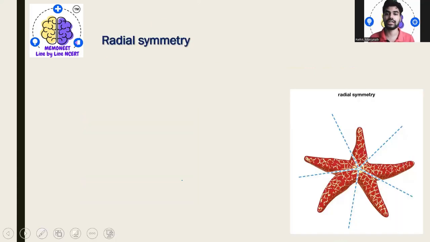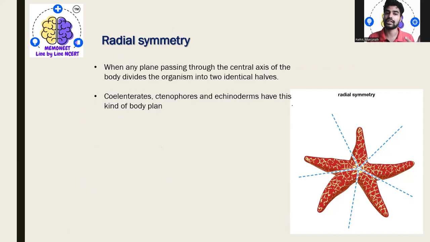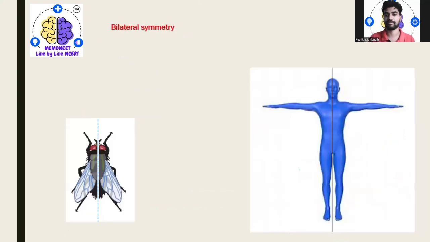The next one is radial symmetry. What happens in radial symmetry is when a plane is passed, as you can see here, from any region, but it has to pass through the central axis of the body, it divides the body into two equal identical halves. From wherever you pass, it will divide the body into two equal identical halves, such as in Coelenterata, Ctenophores, and echinoderms. They have this kind of body plan.